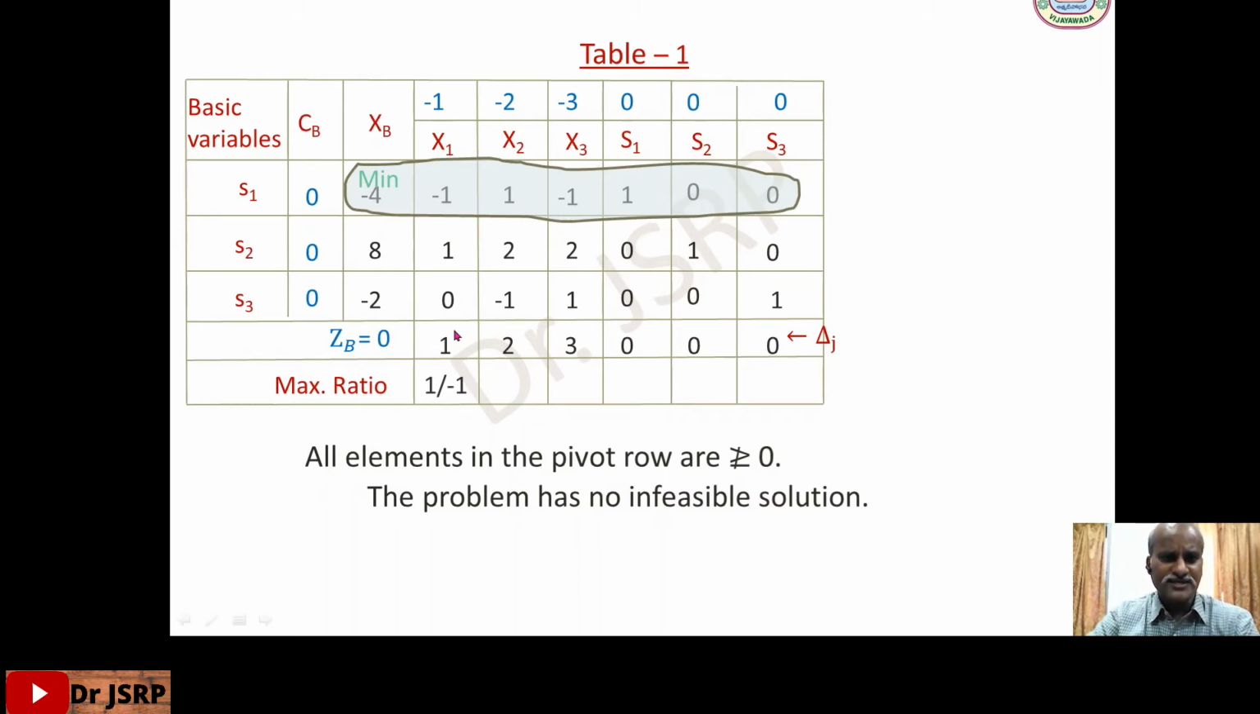Next, take the maximum ratios. This is a negative entry, so consider the ratio with the delta J value, that is 1 by minus 1. This is positive, leave it. This is negative, consider the ratio with delta J value 3 by minus 1. This is positive, leave it. This is 0, leave it. This is 0, leave it. So we have only two ratios: 1 by minus 1, that is minus 1, and minus 3. The maximum of these two ratios is 1 by minus 1, and the corresponding variable x1 is the entering basic variable.